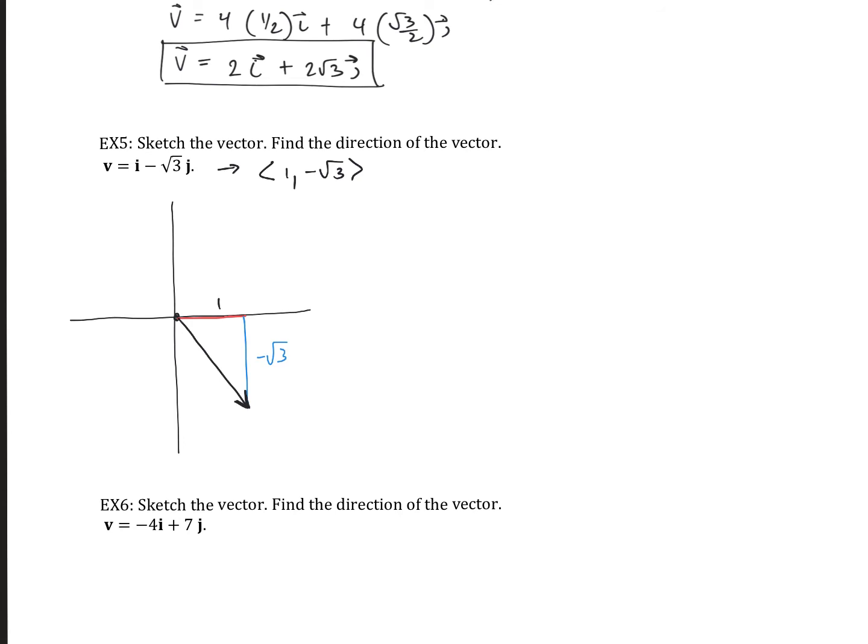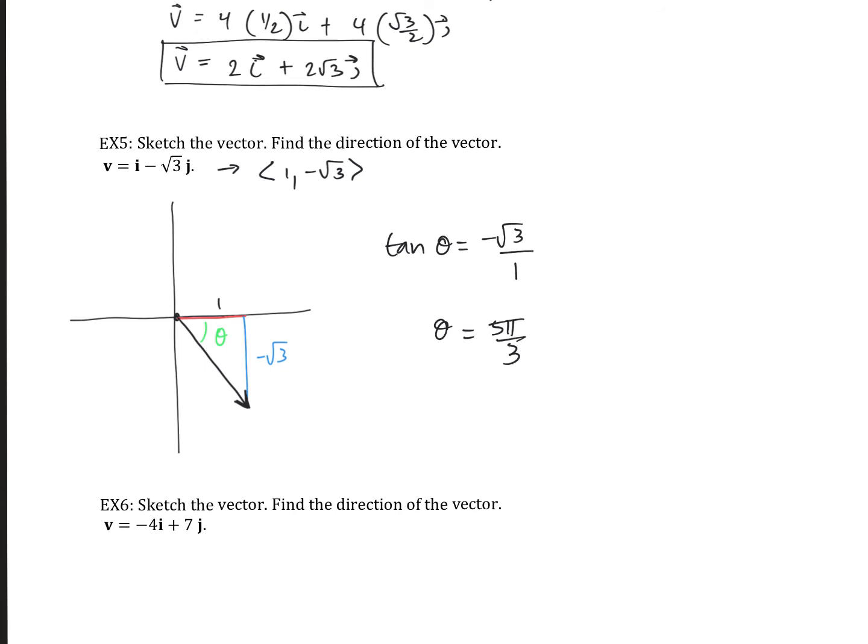The question is next, what is our theta? Well, how could we find theta? Does this look familiar? It does. We can use tangent to find theta. So tangent of theta is going to equal the opposite over adjacent. So remember SOHCAHTOA. Opposite is going to be negative root 3 over adjacent, which is 1. So the question is, when is tangent of theta equal negative root 3 over 1? Well, that is at theta equals 5 pi over 3.